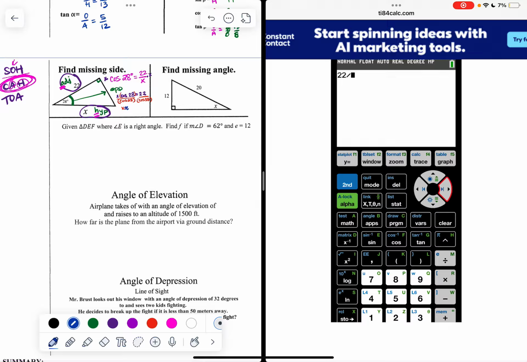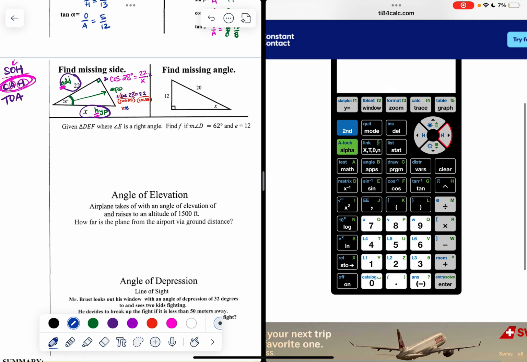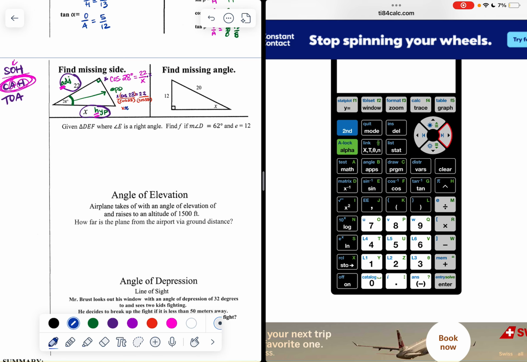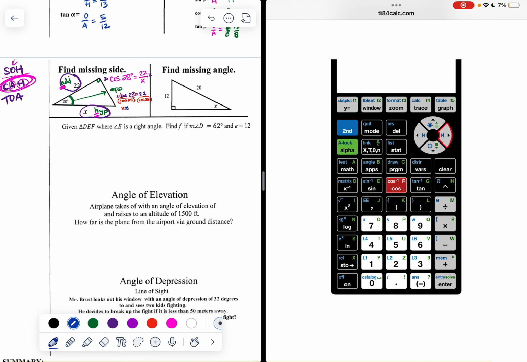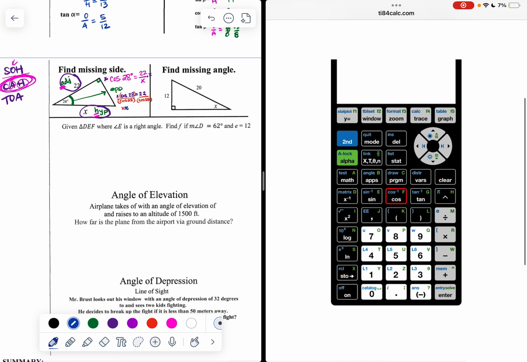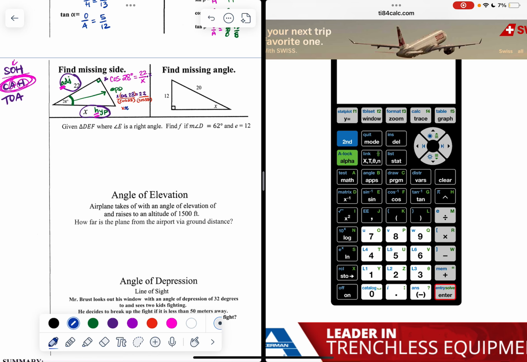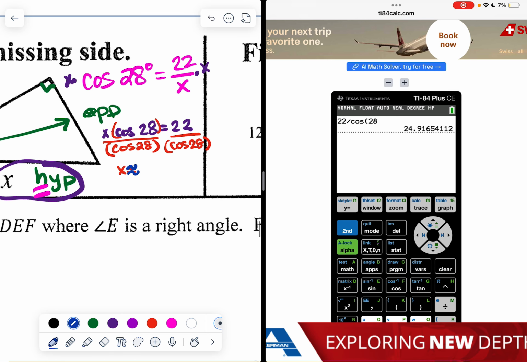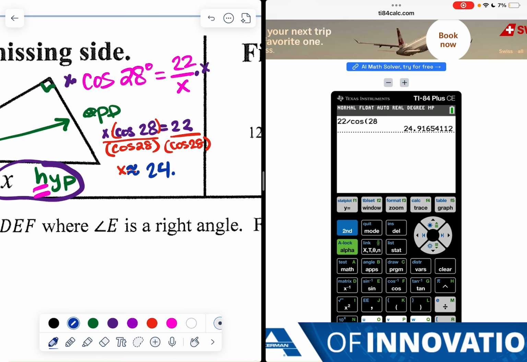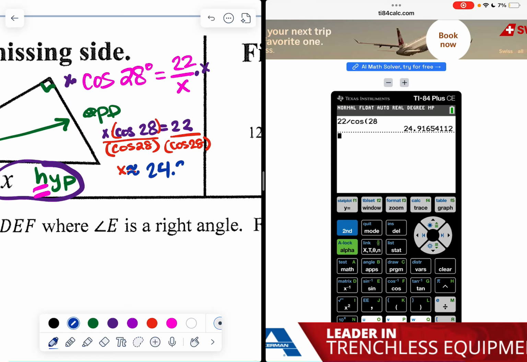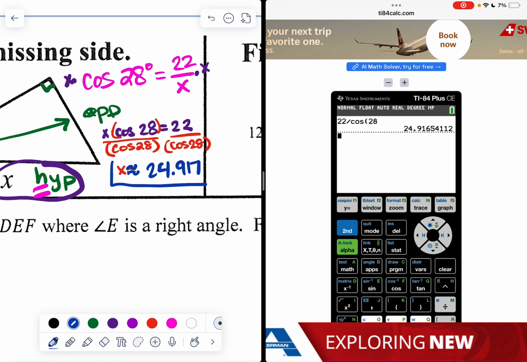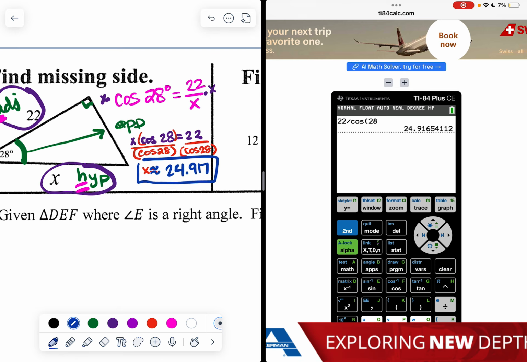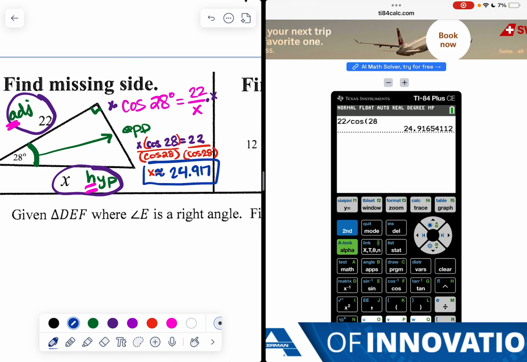So now we're going to go 22 divided by the cosine. So cosine is right here, kind of in the middle of your calculator, it's cosine 2 above the 8 of 28. Hit enter, and we get approximately 24.916, which rounds up to a 7. And we know that it's not an angle, it's just a side, so that's our length.